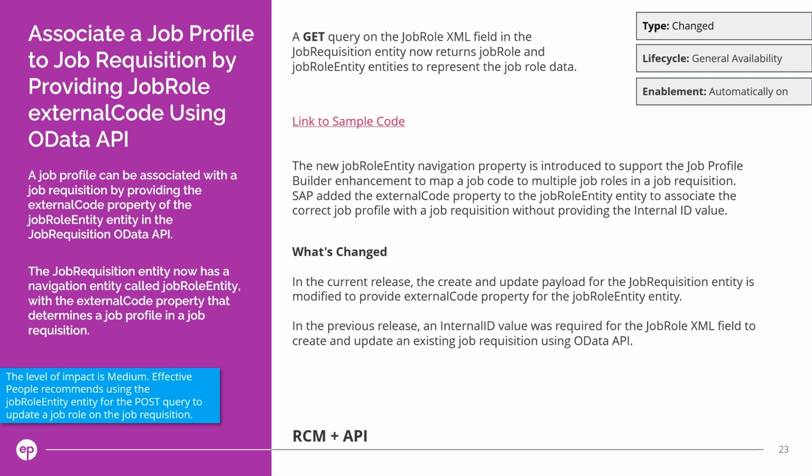For customers that wish to update the job role on active job requisitions via integration, there is now a way to get a query and post the data using the external code in the job role entity. This enhancement makes it possible to start using the new option to pair job codes to custom fields and then to the job role, while providing an alternative to do it via integration.